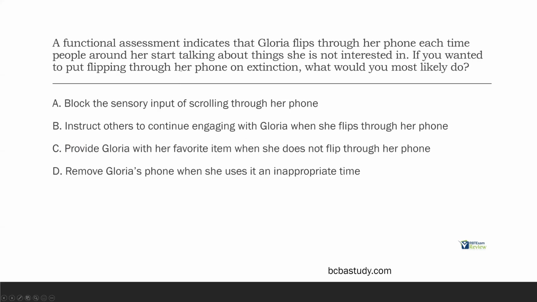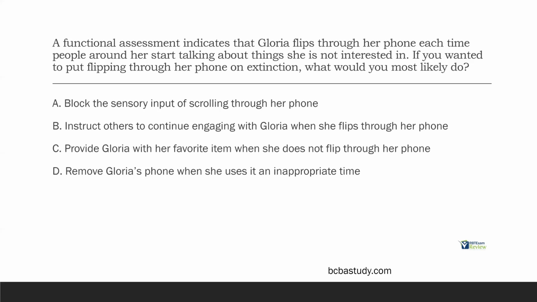A functional assessment indicates that Gloria flips through her phone each time people around her start talking about the things she is not interested in. If you wanted to put flipping through her phone on extinction, what would you most likely do? All right, extinction questions. What is extinction? Extinction is withholding reinforcement from a previously reinforced behavior.